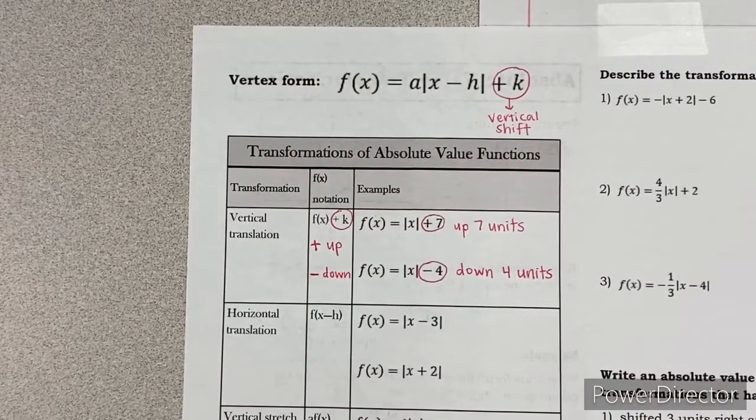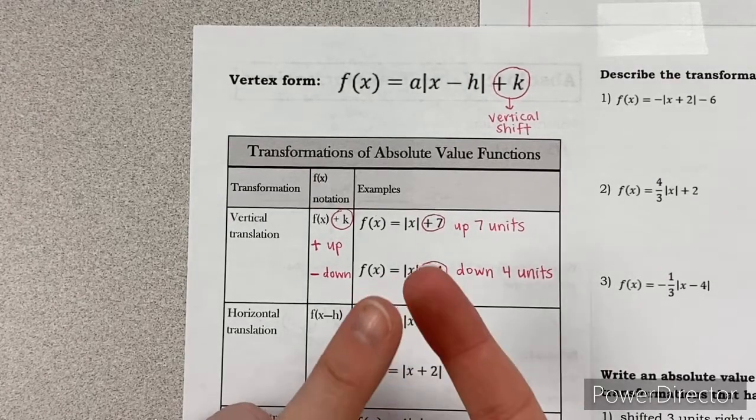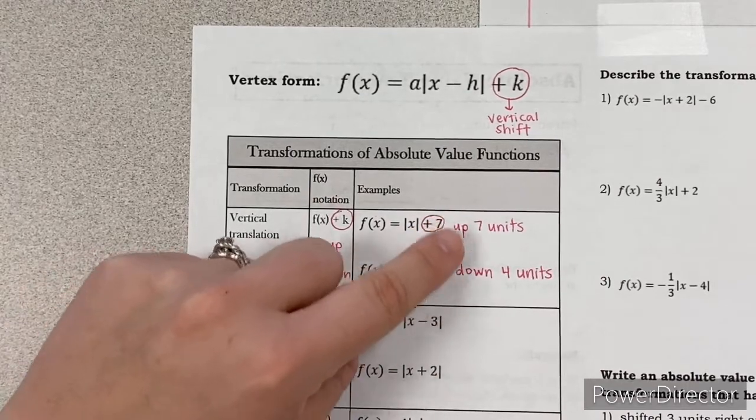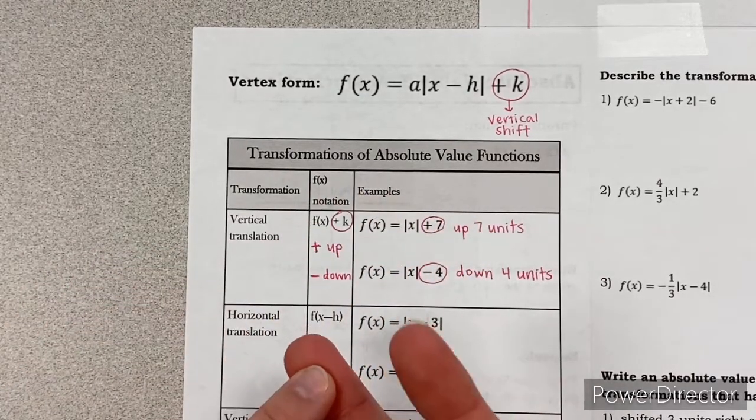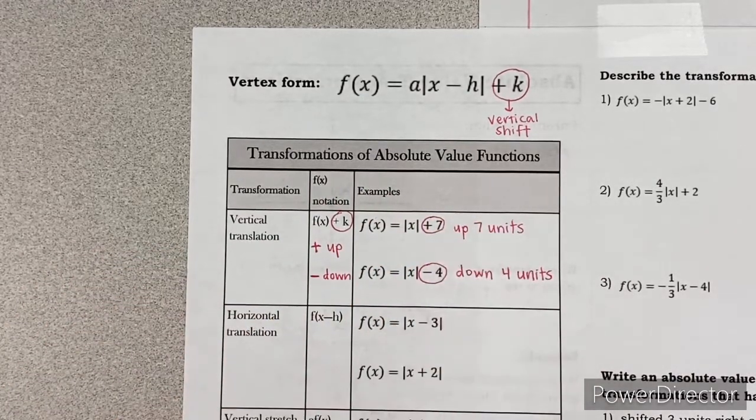I do want to tell you, I forgot to mention it, whenever we are talking about transformations, you need to tell me a couple of things. You need to tell me what direction, which is the up or down part, and then how many spaces, which is the number part. You can't just tell me up or down. You have to tell me up how many, okay? And that's it for vertical translations. Those are just the ones that you're going to shift up or down, okay?